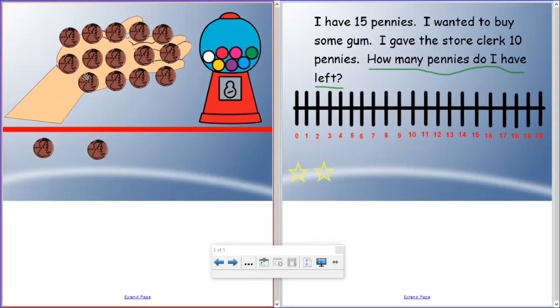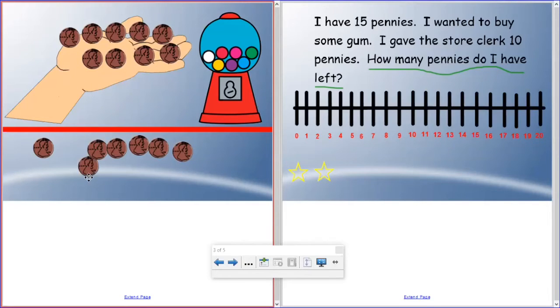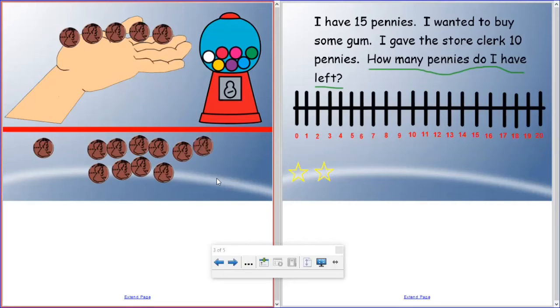1, 2, 3, 4, 5, 6, 7, 8, 9, 10. Now let's make sure that we took away the correct amount. Let's count them again. 1, 2, 3, 4, 5, 6, 7, 8, 9, 10. Yep, we took away the correct amount.